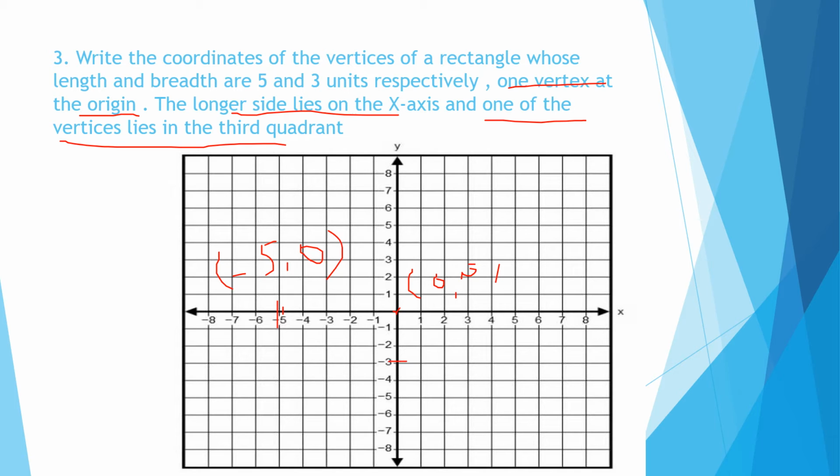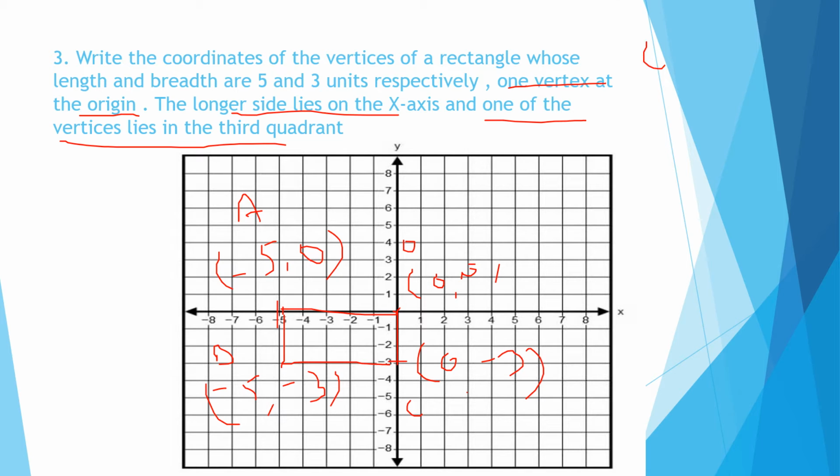It must be minus 5 comma 0, on the negative x-axis. And since the breadth is 3 units, this is 0 comma minus 3. As it is a rectangle, make a rectangle. So the fourth point is minus 5 comma minus 3. Name them A, O, this is B, and suppose this is C.